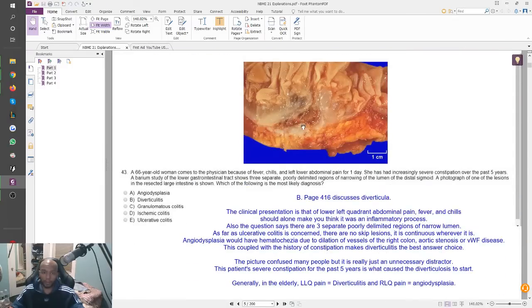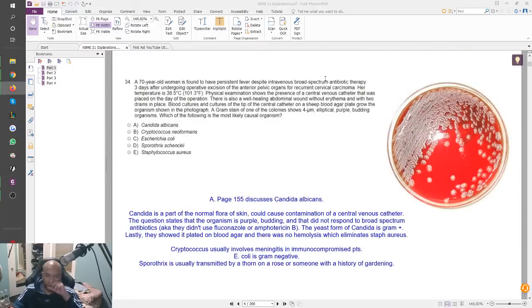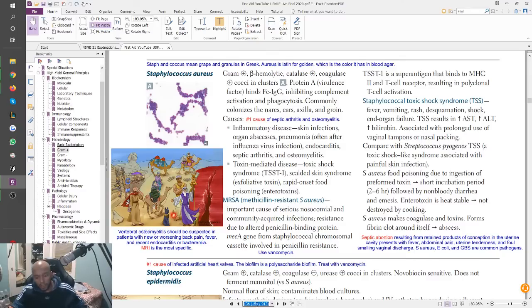Okay, again, another picture. Budding equals fungi. That was one definite thing, right? And then the fact that she's on broad-spectrum antibiotics, so you couldn't really pick a bacteria as an answer choice. It was very unlikely to pick a bacteria as an answer choice. They did try to throw you off with gram staining. You don't really think of gram staining and Candida, but it is a thing. Page 155. So let's just take a look at it real quick.